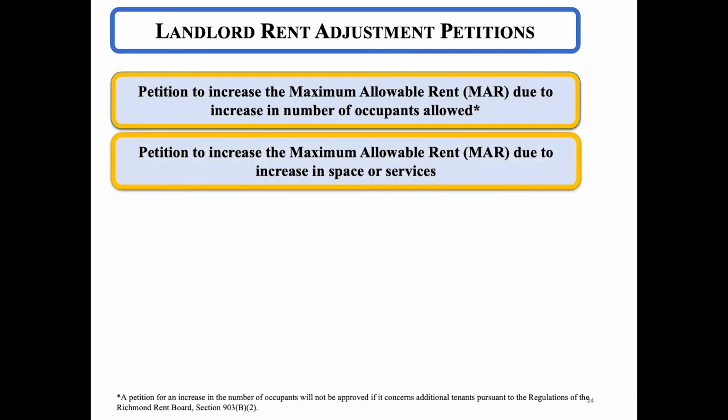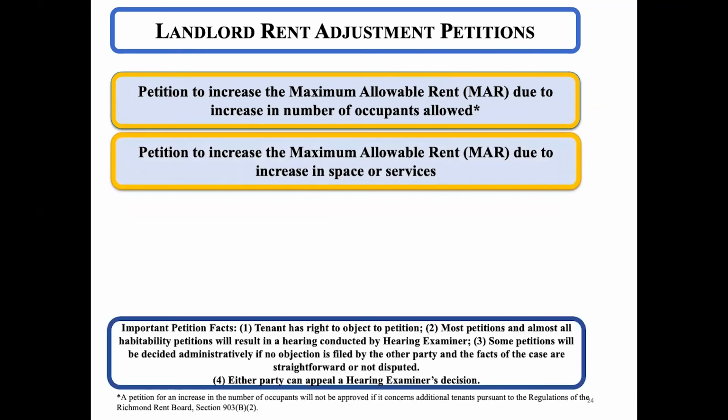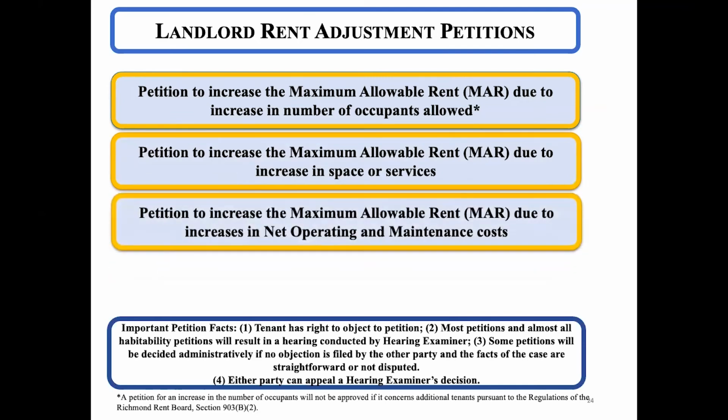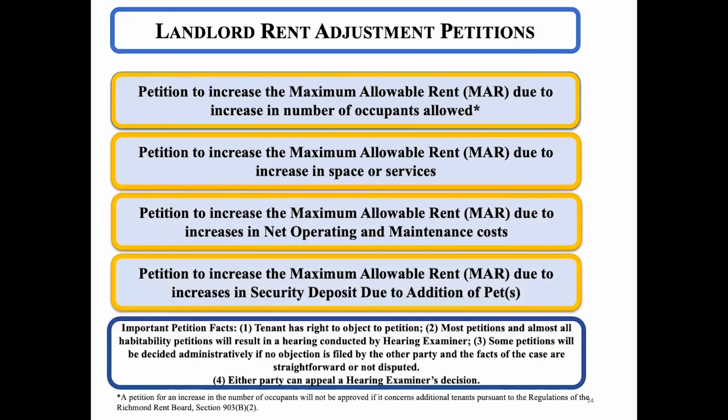A petition to increase the maximum allowable rent due to an increase in space or services. And a petition to increase the maximum allowable rent due to an increase in net operating and maintenance costs, also otherwise known as a maintenance of net operating income petition, which is, I think, by far the most common landlord petition. And then finally, a petition to increase the maximum allowable rent due to an increase in security deposit due to the addition of a pet.